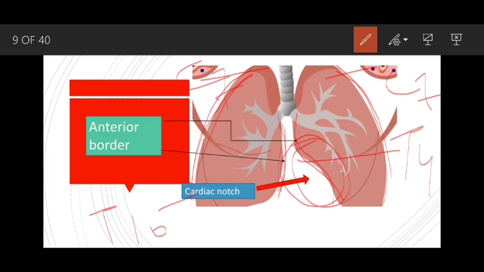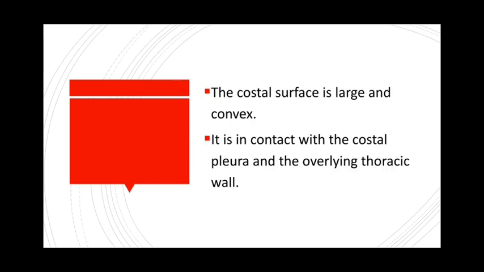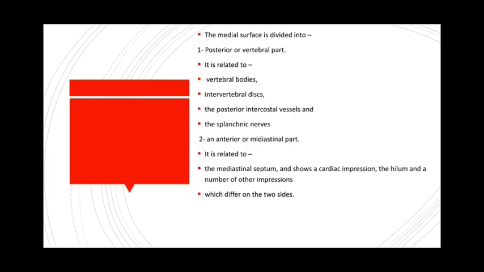Inferior border. The inferior border separates the base from the costal and medial surfaces, right? So now the surfaces. Costal surface. The costal surface is large and convex. It is in contact with the costal pleura and overlies the thoracic wall.